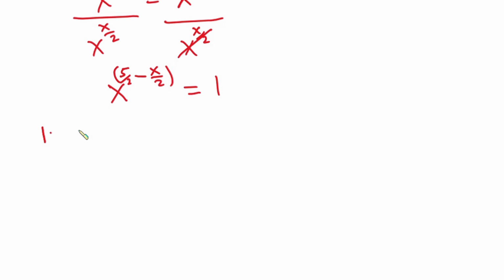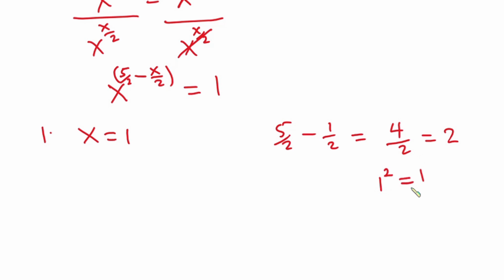And the first case is x is equal to 1. Now you realize that when x is equal to 1, we have the power to be 5 on 2 minus 1 on 2, all right? And this is the same as 4 on 2, which is equal to 2. So if x is equal to 1, then we have 1 to the power 2, which is still 1, okay? So we can say that this side is equal to this side when x is equal to 1, okay?